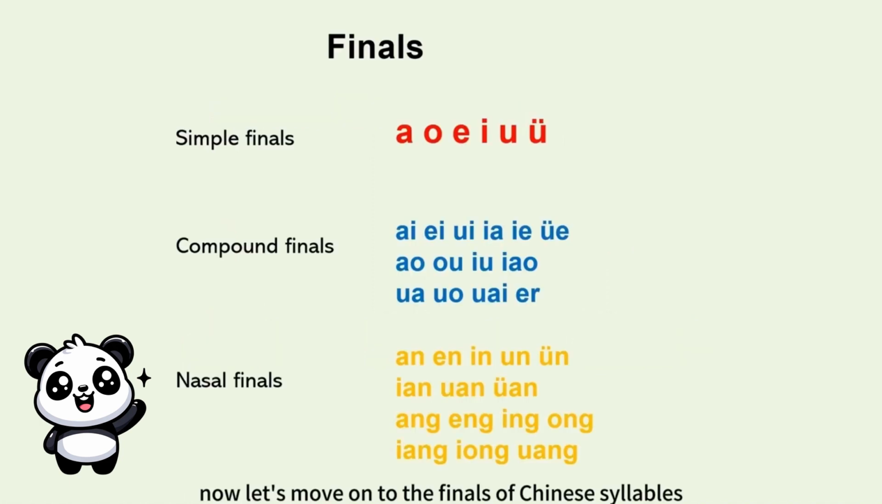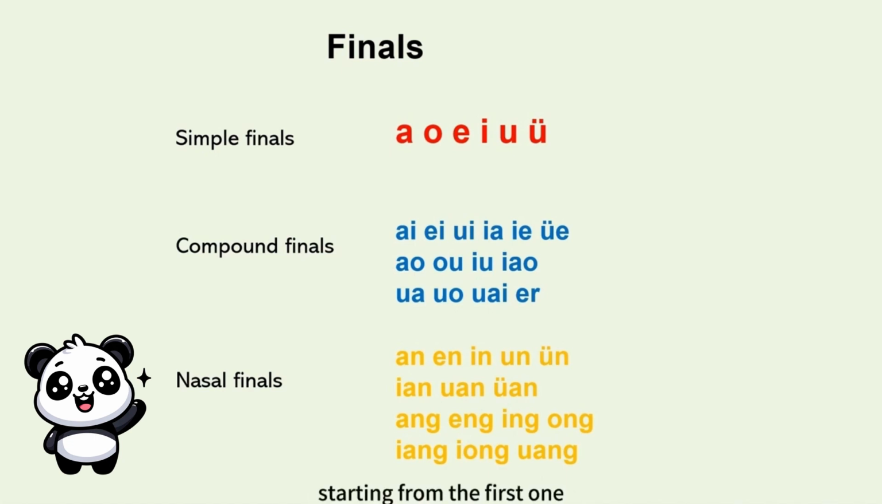Now let's move on to the finals of Chinese syllables. The finals can be divided into three subcategories: simple finals, compound finals, and nasal finals. After mastering the pronunciations of the 6 simple finals, the compound finals and nasal finals will be easy to learn because they're mostly just the combinations of vowels or vowels and nasal sounds.